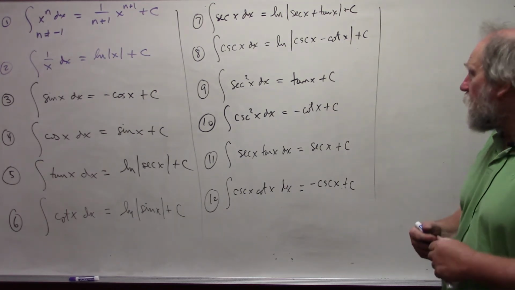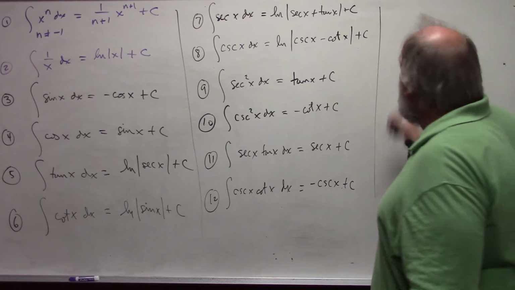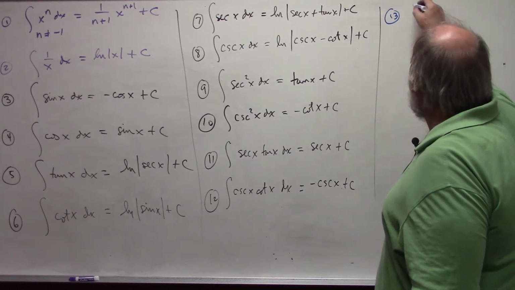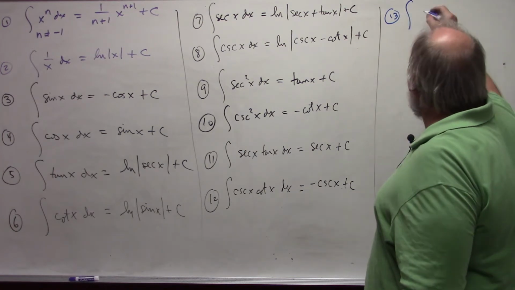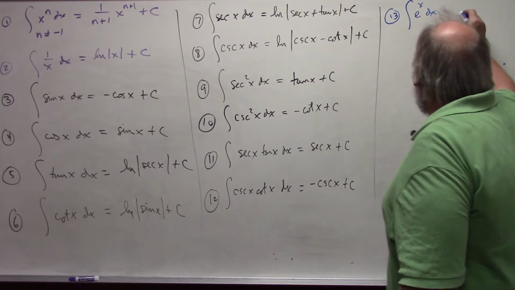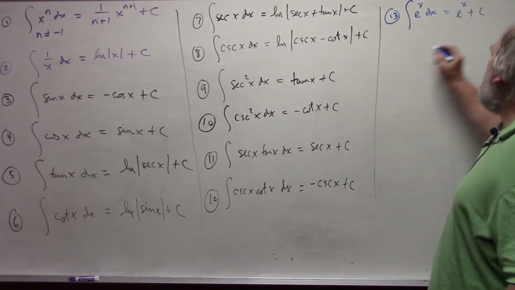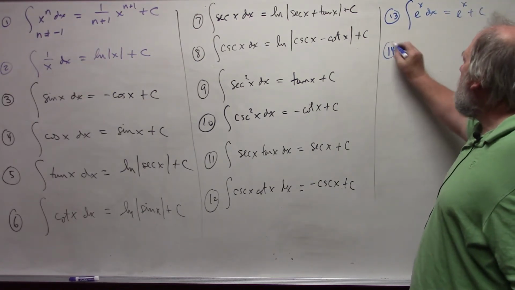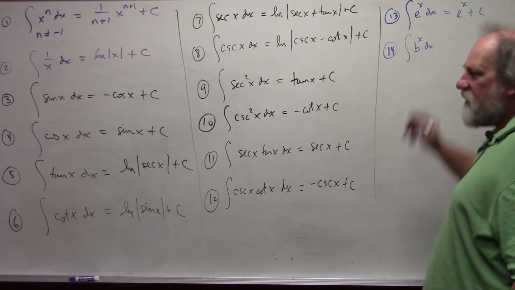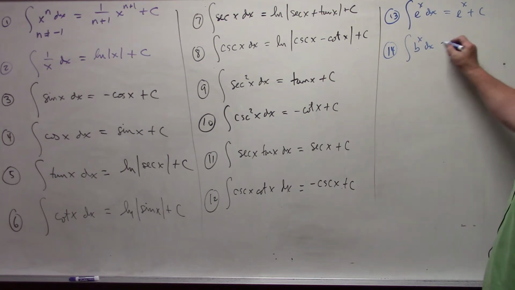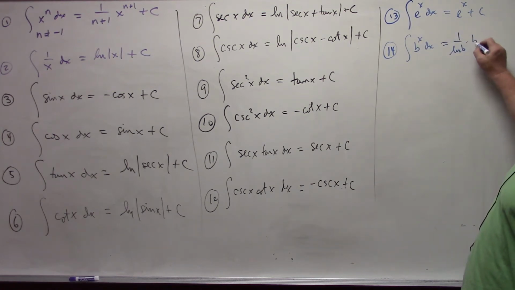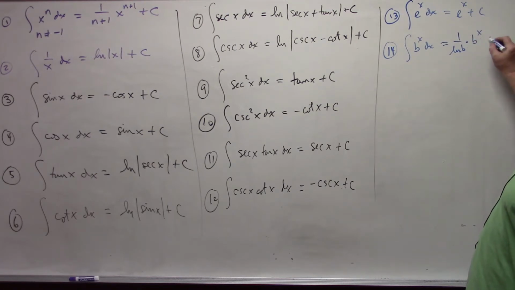We have exponential, and there are 2 types. We have the antiderivative of e to the x, which is e to the x plus c, and a more general one, the antiderivative of b to the x, where b is not the number e, and this is 1 over natural log of b times b to the x plus c.